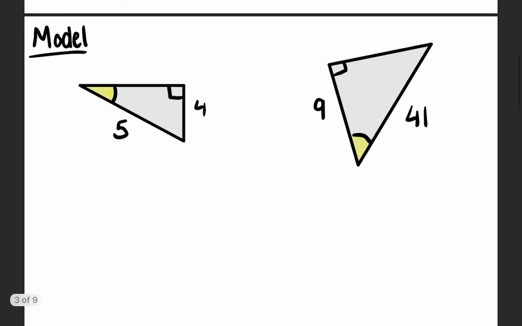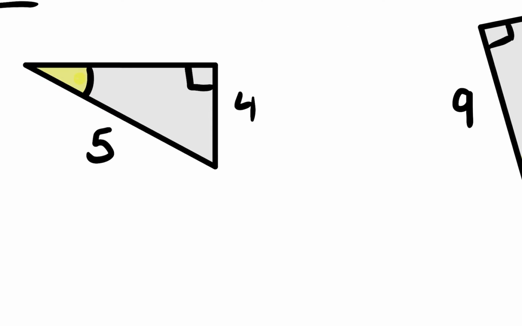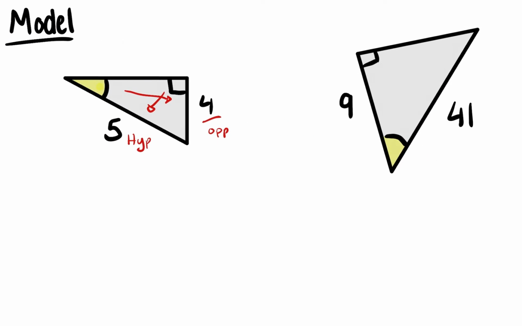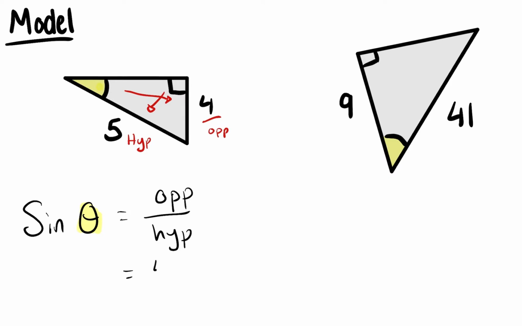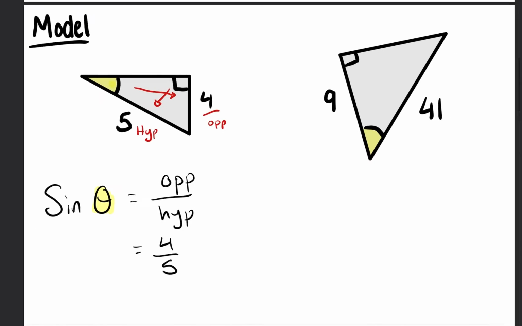Right, here's a model. So my opposite here is 4. And my hypotenuse is opposite the right angle. So there we are, hypotenuse and opposite. So here we can see that sine theta, I want to highlight it there, is opposite over hypotenuse, which is 4 over 5. And we'll leave it there for that one.